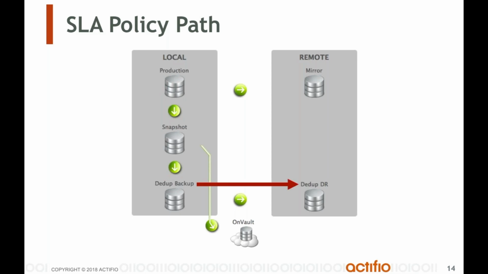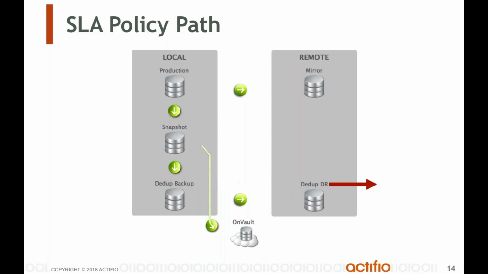Next, the dedupe backup to dedupe DR policy defines when we're going to replicate that deduplicated data to a remote Actifio appliance's local dedupe pool. And again, we'll specify how long that data will be retained in that pool. Sending data to the dedupe DR pool is meant for retention of the data in case there is a disaster at the local appliance's site.